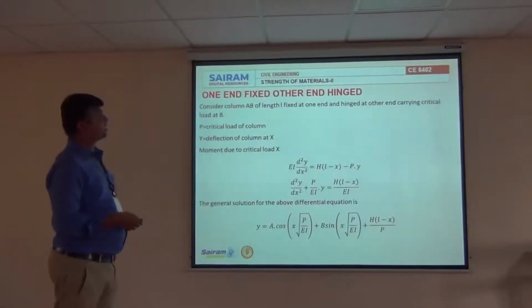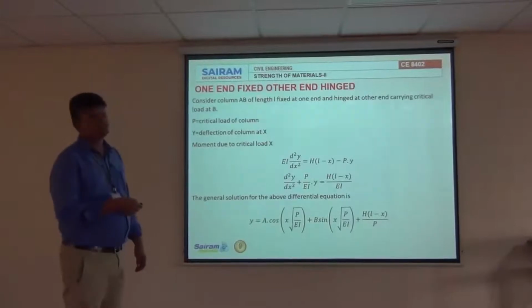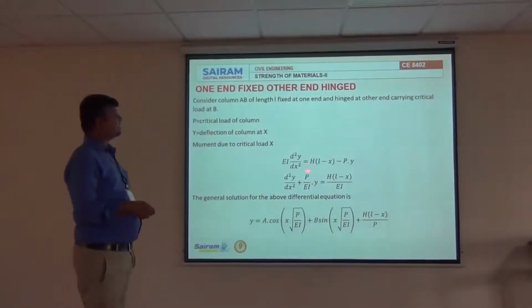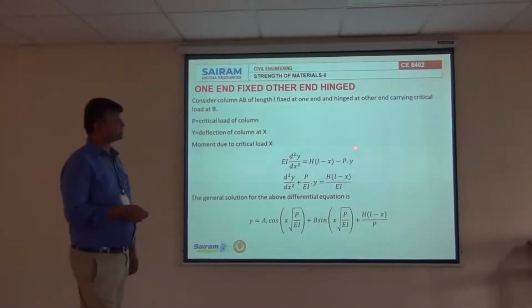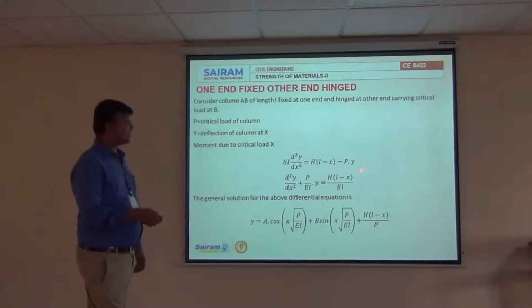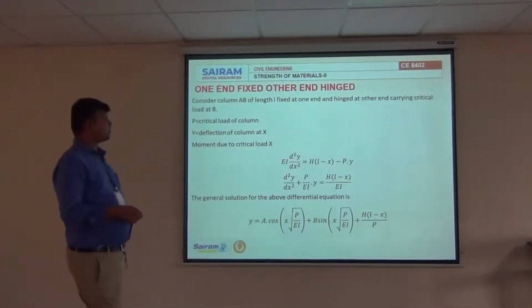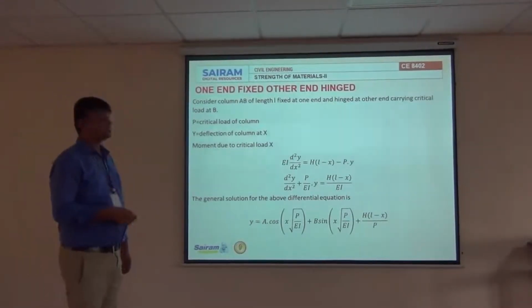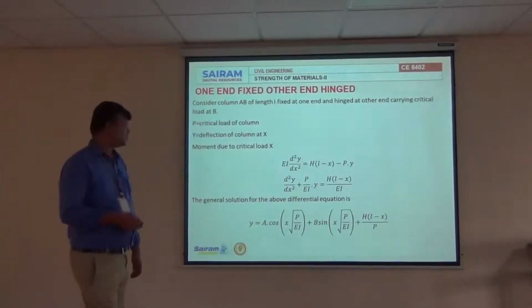Next the fourth end condition is one end fixed and other end hinged. So in this, the given equation will be e into d squared y by dx squared equal to h into L minus x minus p into y. We are bringing the minus p into y to the other side and dividing by e, we will be getting this equation d squared y by dx squared plus p by a into y equal to h into L minus x divided by e.